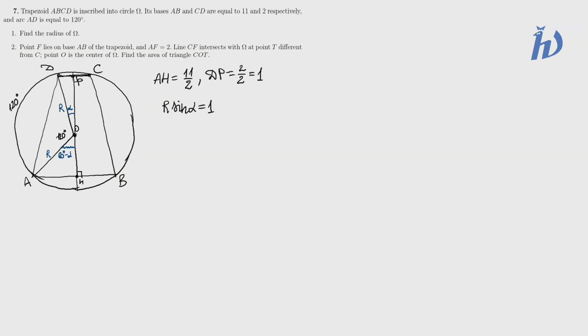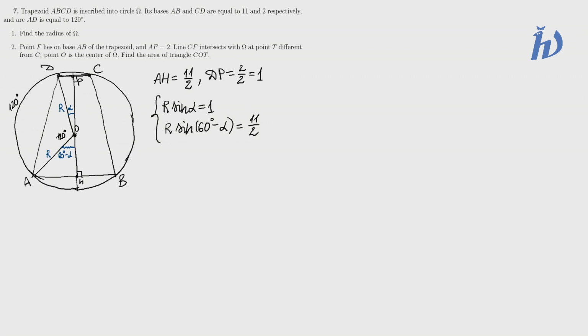I get the second equation just in the same way from triangle AOH. That is r times sine of 60 degrees minus alpha is equal to AH. And AH is 11 divided by 2. Now, in order to get the radius, we just need to solve this system of equations.